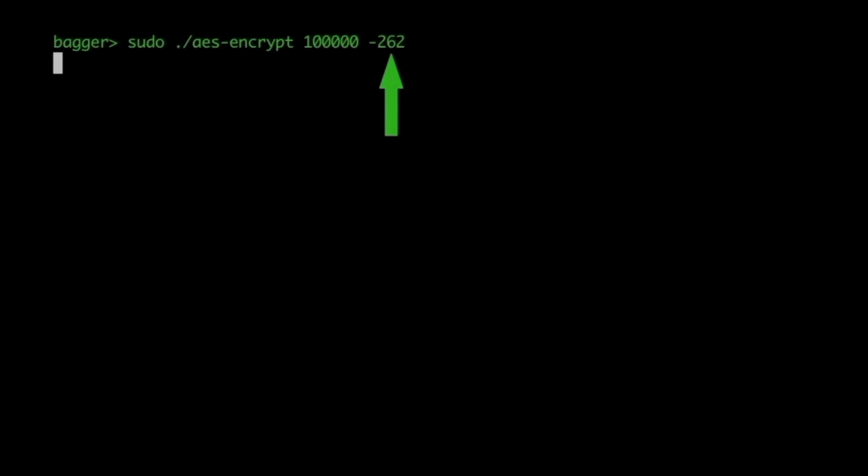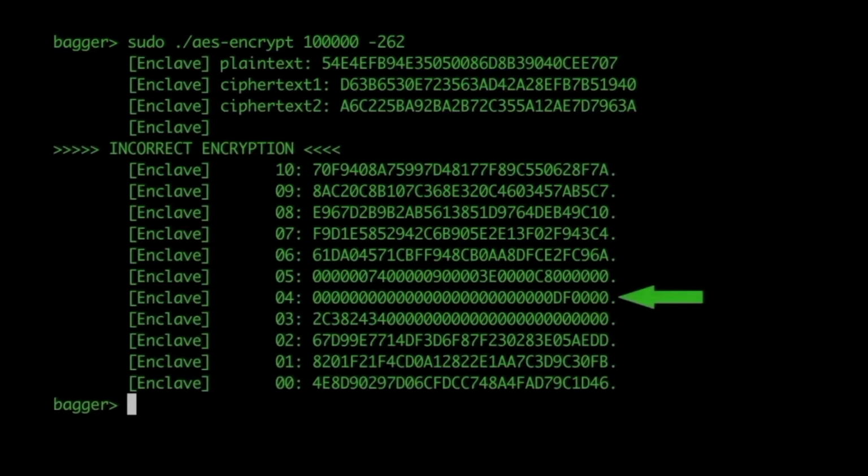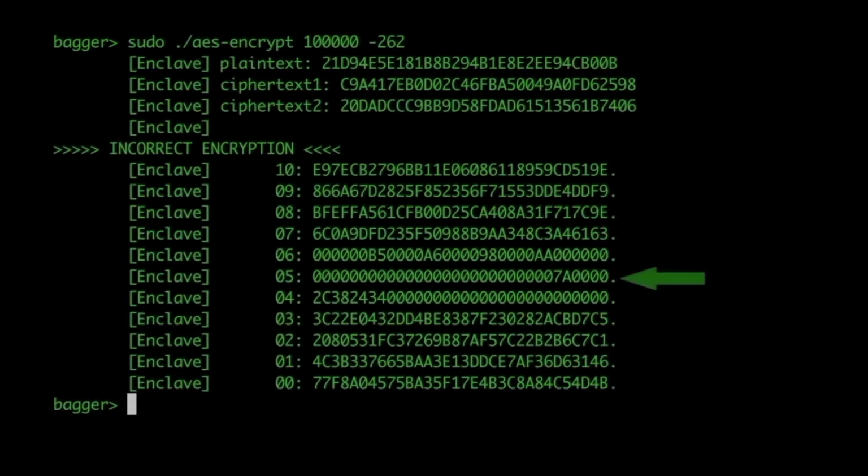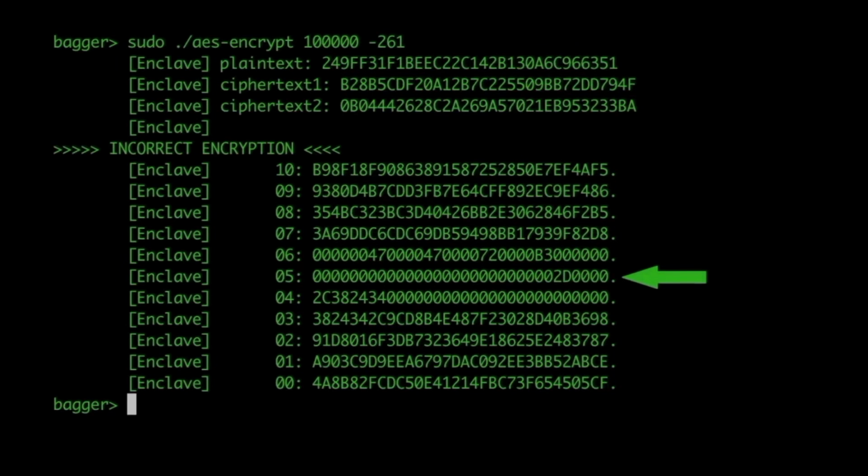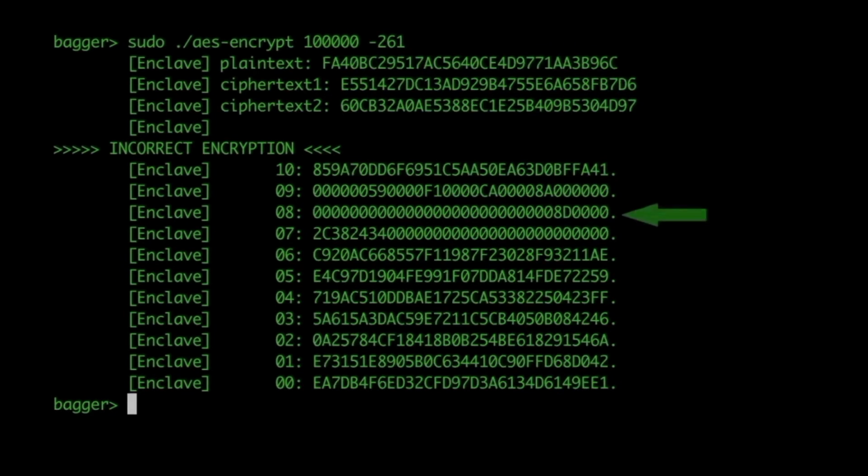Okay, so let's see that in action in SGX. We call AES encryption here with minus 262 millivolts, and we got a fault in the fourth round. That's too early, so we do it again. Here we have a fault again in the fifth round, so too early. So we run the attack again, another fifth round. And then finally in another attempt, we get the desired location, which is the eighth round.